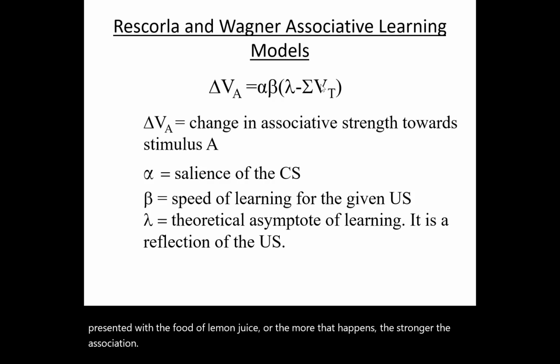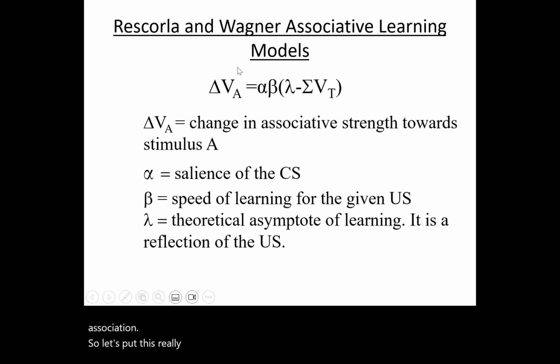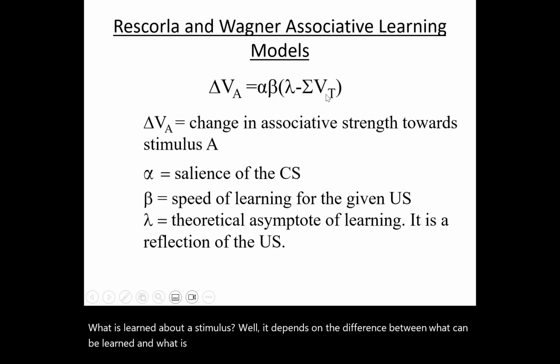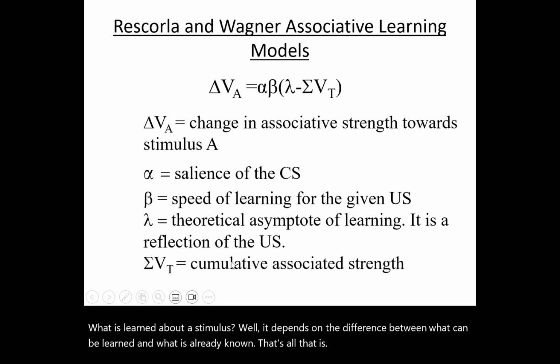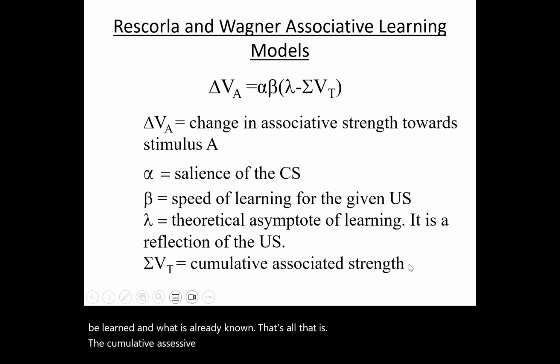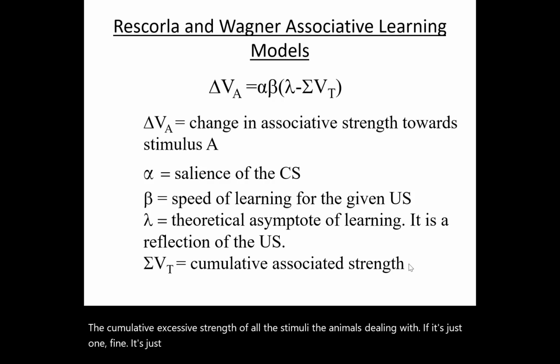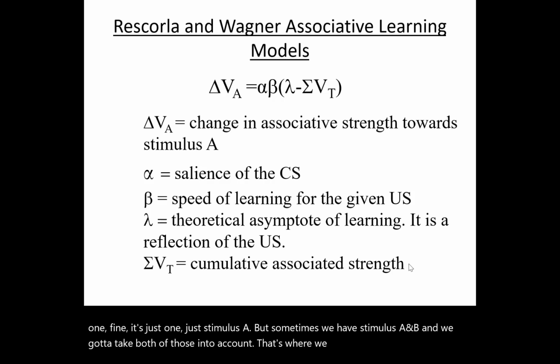So let's put this really simply. What is learned about a stimulus? Well, it depends on the difference between what can be learned and what is already known. That's all that is. It's the cumulative associative strength of all the stimuli the animal's dealing with. If it's just one, fine, it's just one. Just stimulus A. But sometimes we have stimulus A and B, and we've got to take both of those into account. That's where we can start explaining overshadowing and blocking.